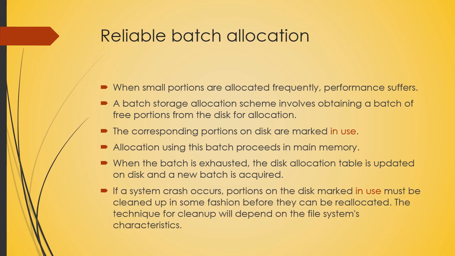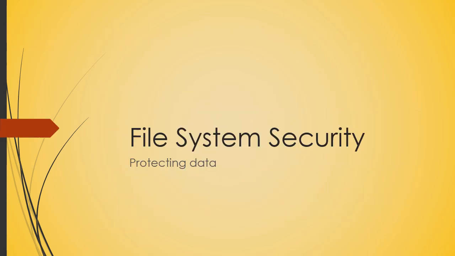If a system crash occurs, portions on the disk marked in use must be cleaned up in some fashion before they can be reallocated. The technique for cleanup will depend on the file system's characteristics. The last part of this chapter is file system security.